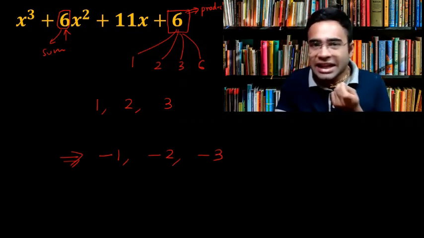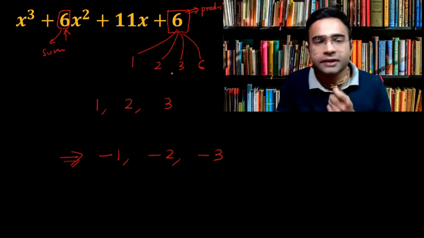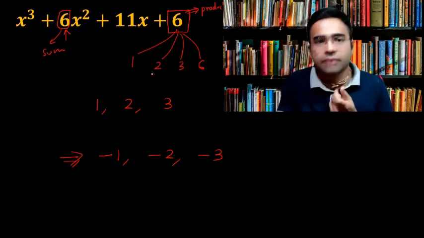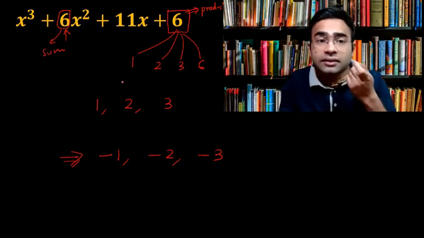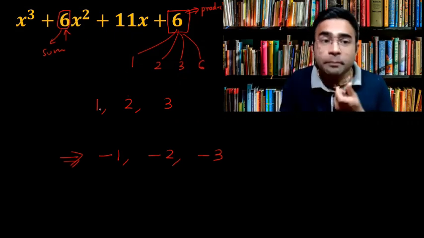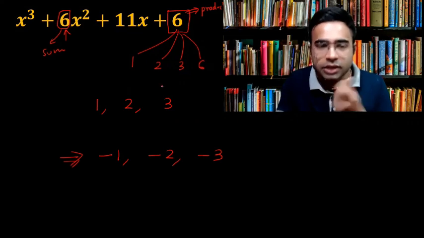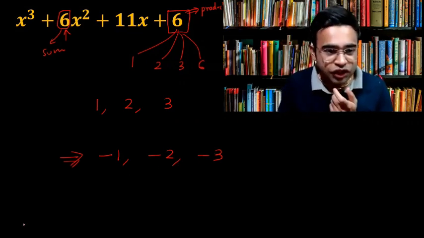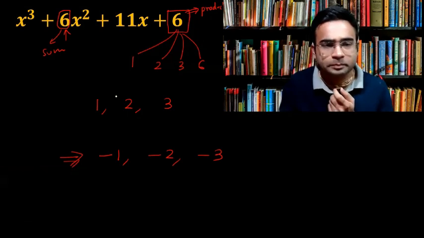Just do one thing. Take the last number, find its factors, and take any 3 numbers such that their sum is the coefficient of x squared and their product is the constant term, and then just change the sign. That's it. And one more beauty, kids, you can just check it out.